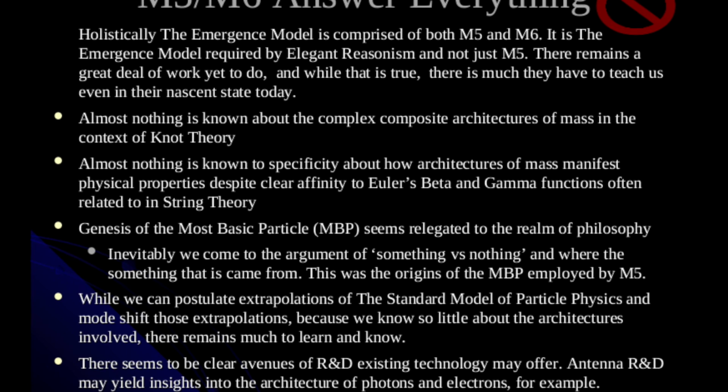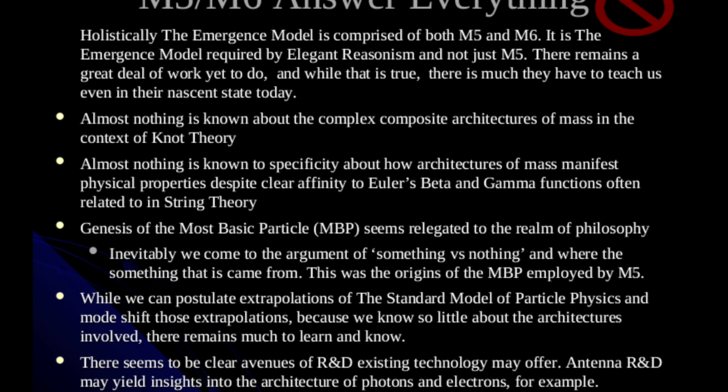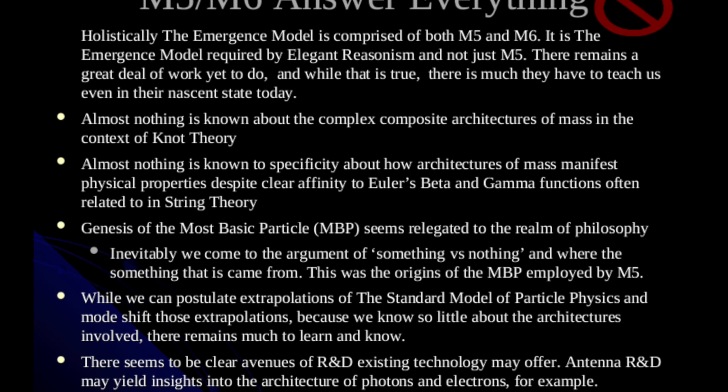It is the emergence model, required by elegant reasonism and not just M5. There remains a great deal of work to do, and while that is true, there is much they have to teach us even in their nascent state today. So we can mode shift existing knowledge.